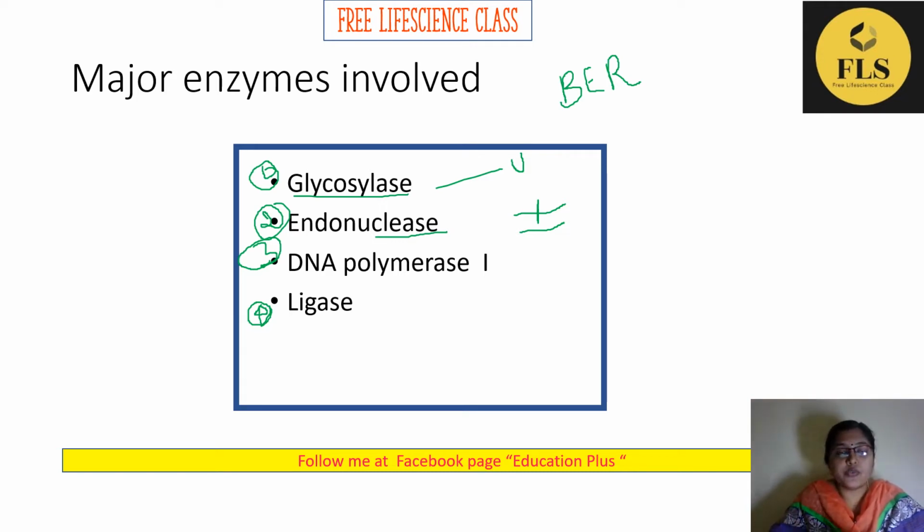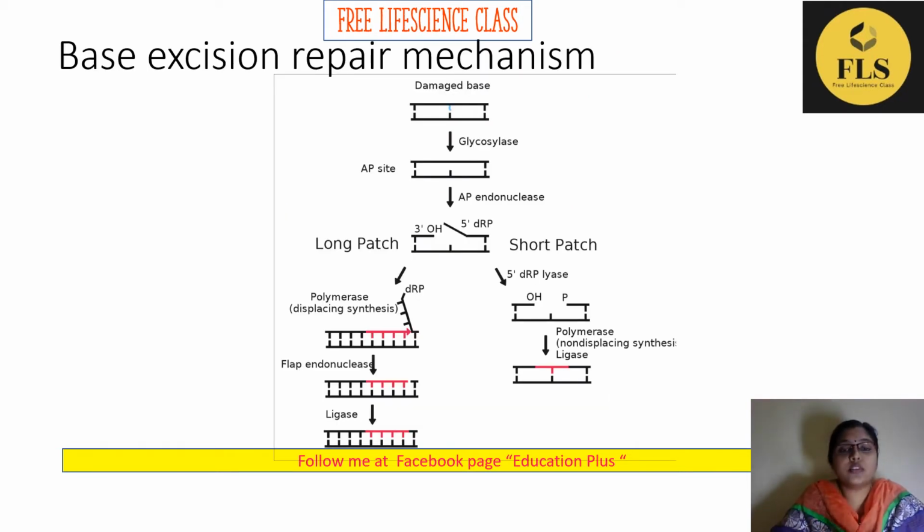We can move into the picture so that you can understand how this machinery is involved in the repair mechanism. This is a common structure you can identify easily. Here you can see a damaged base in the double strand. One damaged base, or in case it is uracil, is incorporated inside one strand of the DNA. Then what happens?